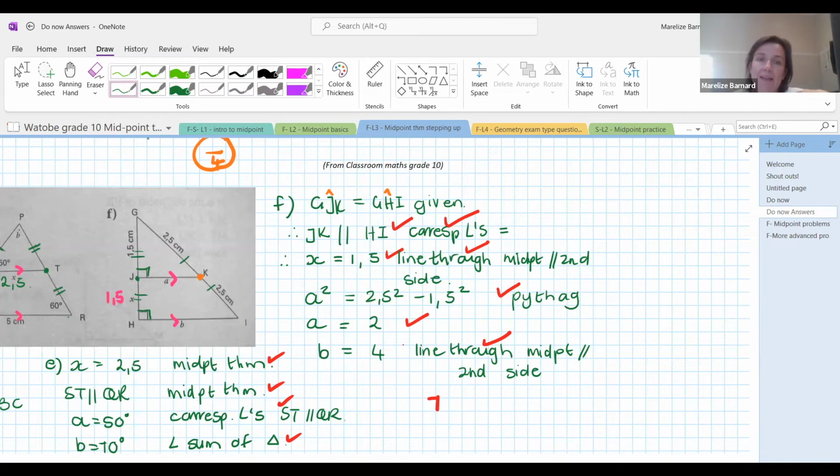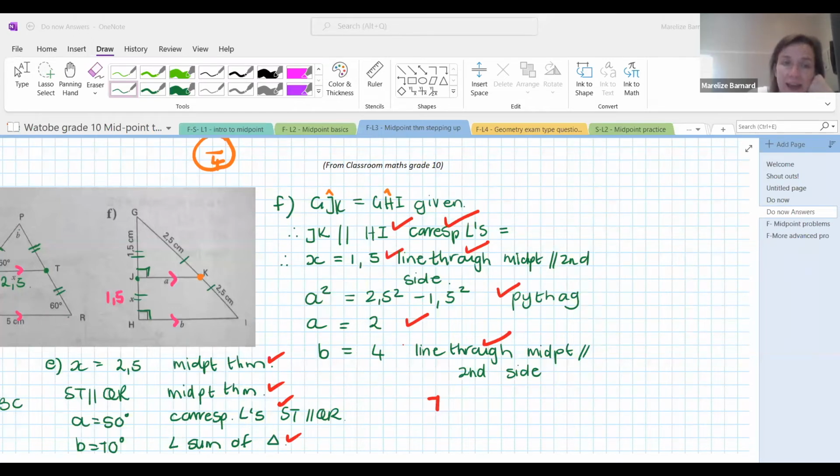Okay, and so that's quite useful, because then we can say that JK is parallel to HI. And then after that, it's pretty straightforward, because we can say that X is 1.5, but you have to use the other reason, line through midpoint parallel to second side.